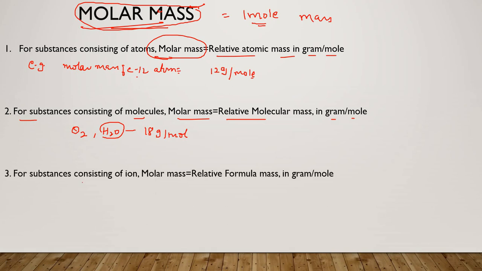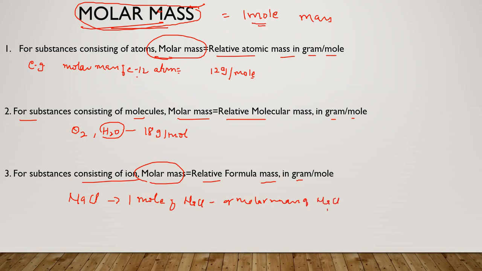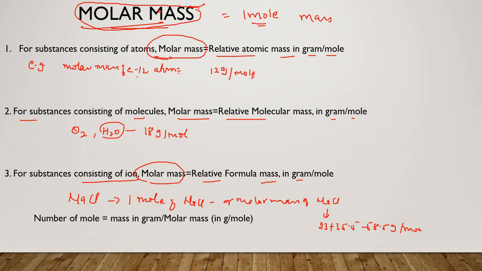Similarly, if you have an ionic compound, the molar mass will be equal to the relative formula mass in gram per mole. What is relative formula mass? You can watch my previous video. For example, if NaCl is given and I ask the mass of 1 mole of NaCl, or the molar mass of NaCl, it is the mass of both of them. So 23 plus 35.5, which is 58.5 gram per mole. I hope this part is clear for you.